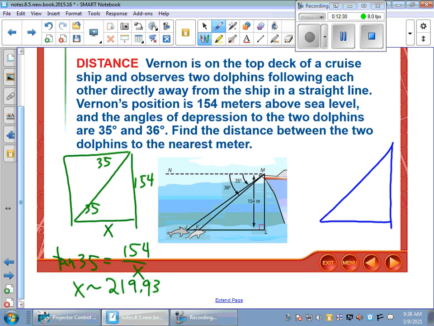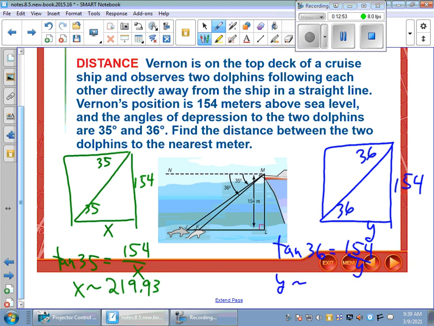Over here, we're basically doing the same idea. Here's our triangle, but we're going to bring that angle in to show you. That was 35, so this is 36. You bring that over here, 36. Still 154, and we're going to call this y because we want to find that. Tangent of 36, so opposite 154 over adjacent, which is y. So y is about 211.96.